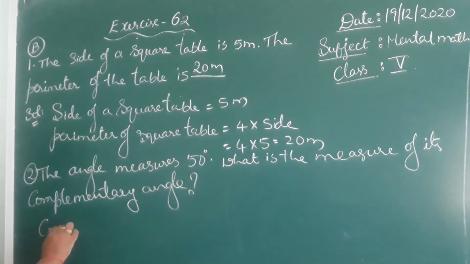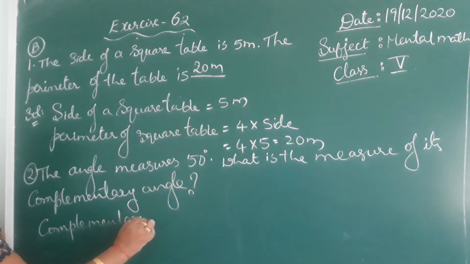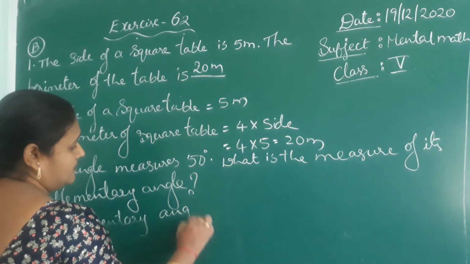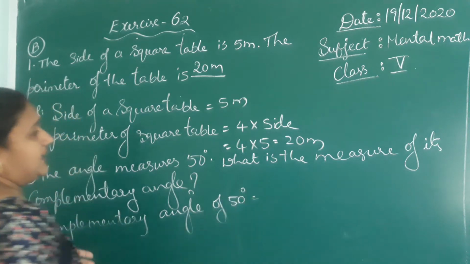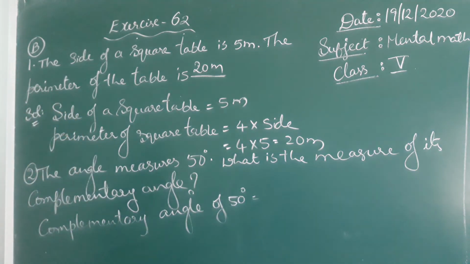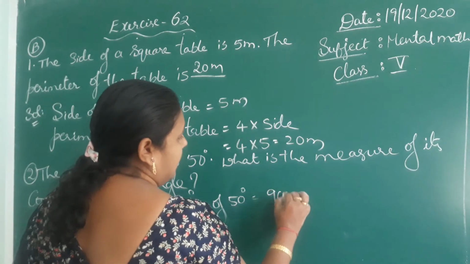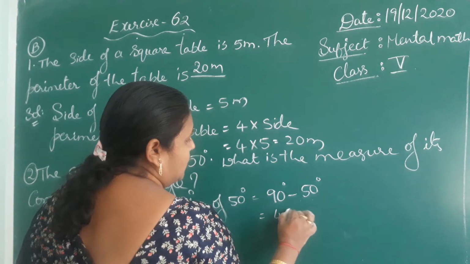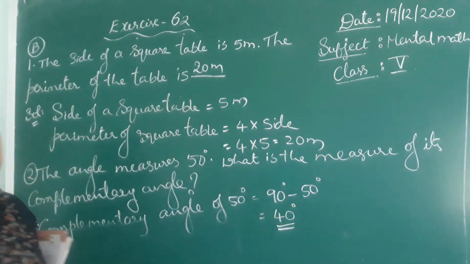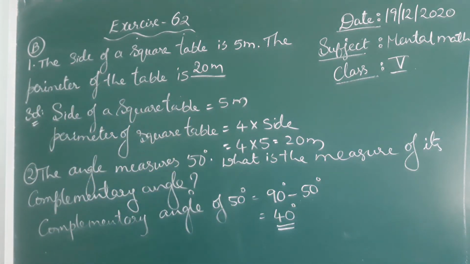So what is the complementary angle of 50 degrees? The sum of two angles is equal to 90 degrees, as I told you. So 90 degrees minus 50 degrees. What is 90 minus 50? 40 degrees is the answer. See the next one, children.